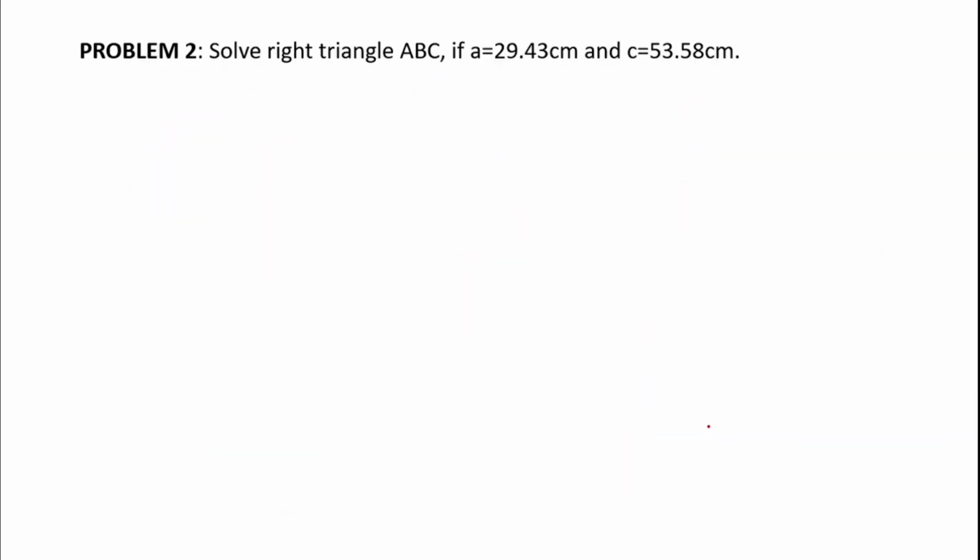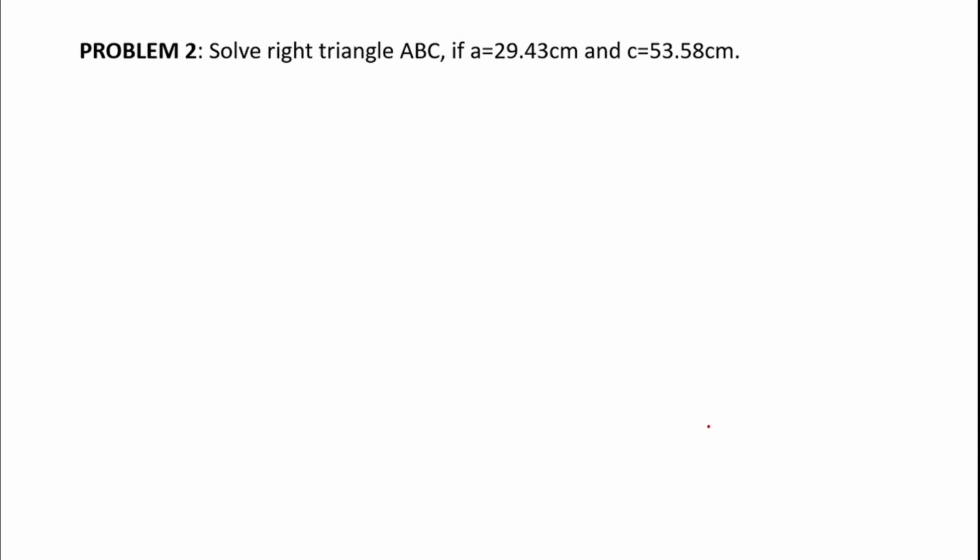Okay, so let's proceed now with problem number 2. Solve right triangle ABC if A is equal to 29.40 centimeters and C is equal to 53.58 cm.